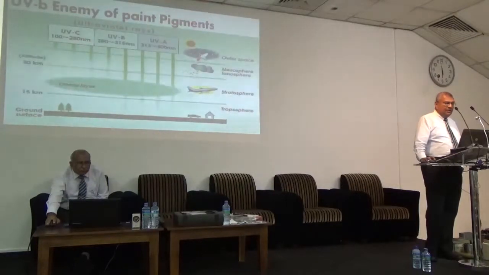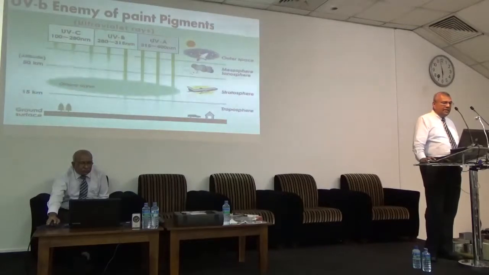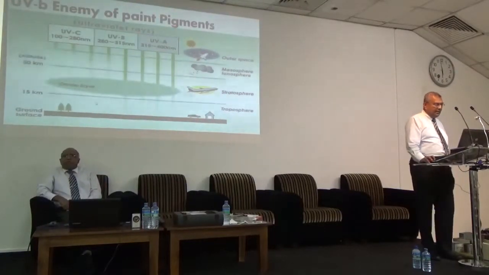So now we come to ultraviolet radiation, which is the most difficult factor for our finish coats. As you are aware, there are 3 kinds of ultraviolet rays, A, B and C. The ranges are given here. Now the outer space, mesosphere, ionosphere, stratosphere, troposphere. Now troposphere is our area.